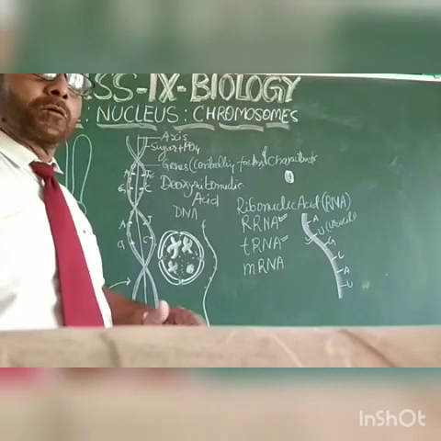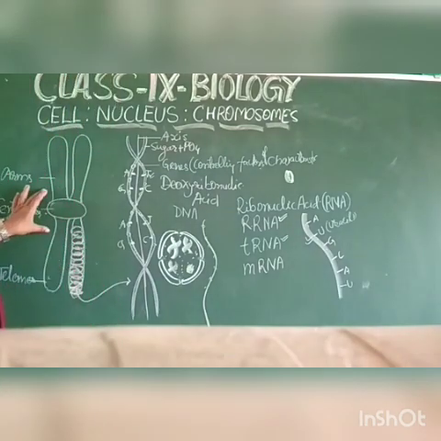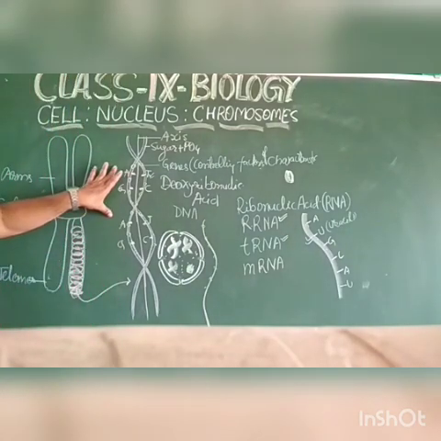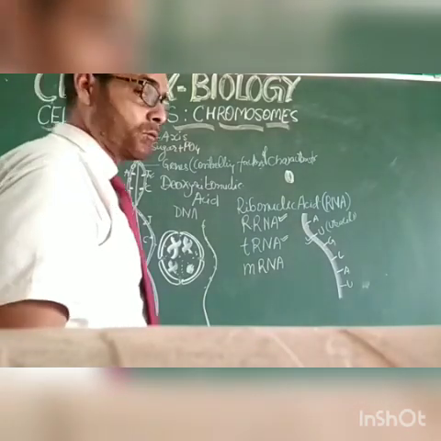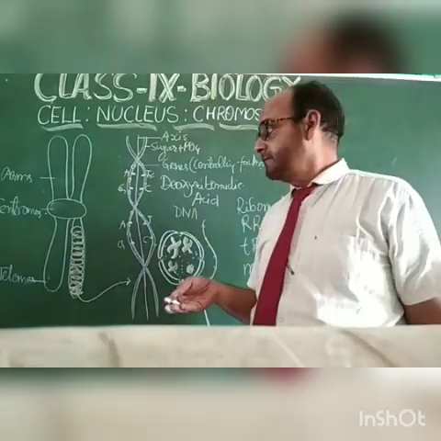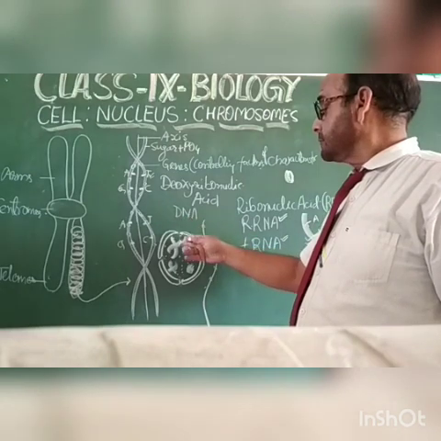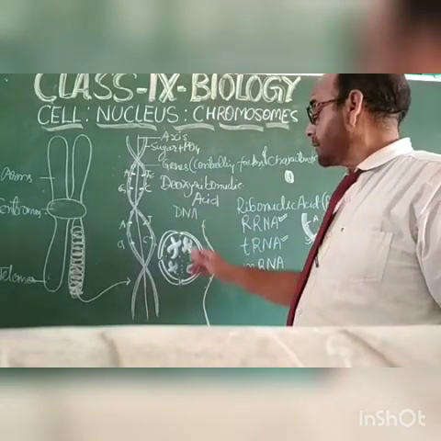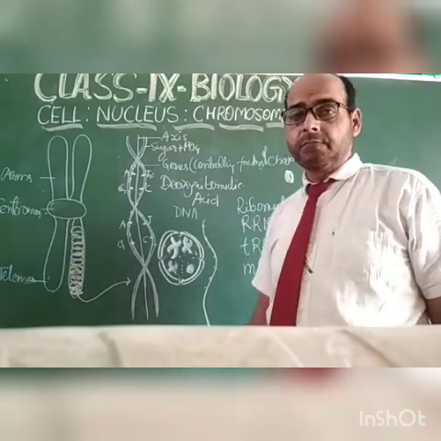How does the number of the chromosomes get replicated? My dear student, the number of the chromosomes gets replicated by the process of the replication of the DNA in the nucleus. What is the role of the nuclear pores? Dear students, the role of the nuclear pore is to facilitate the exchange of the different materials from the nucleoplasm to cytoplasm and from the cytoplasm to the nucleoplasm.